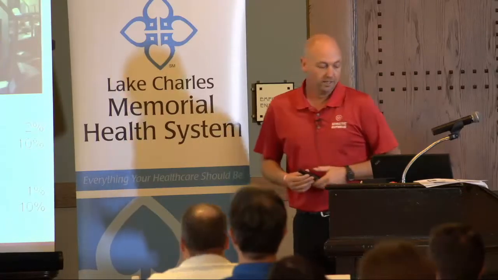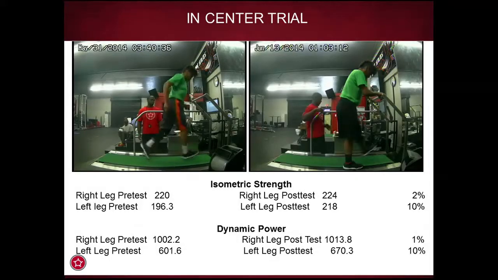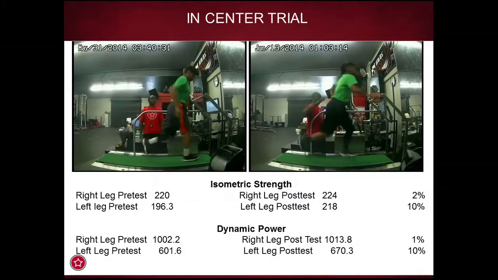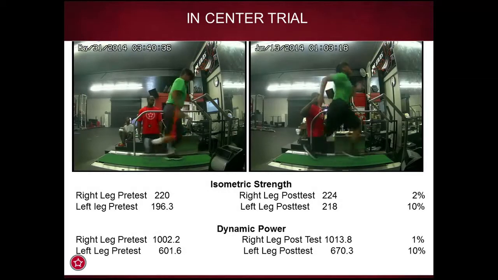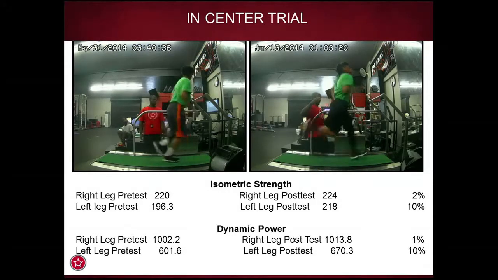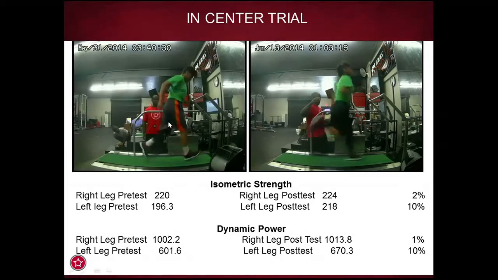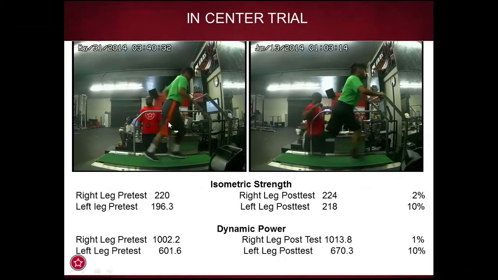This was something we did in center, just kind of, evidently I didn't save those files right, because they're supposed to play at the same time. But this is the before and this is the after.